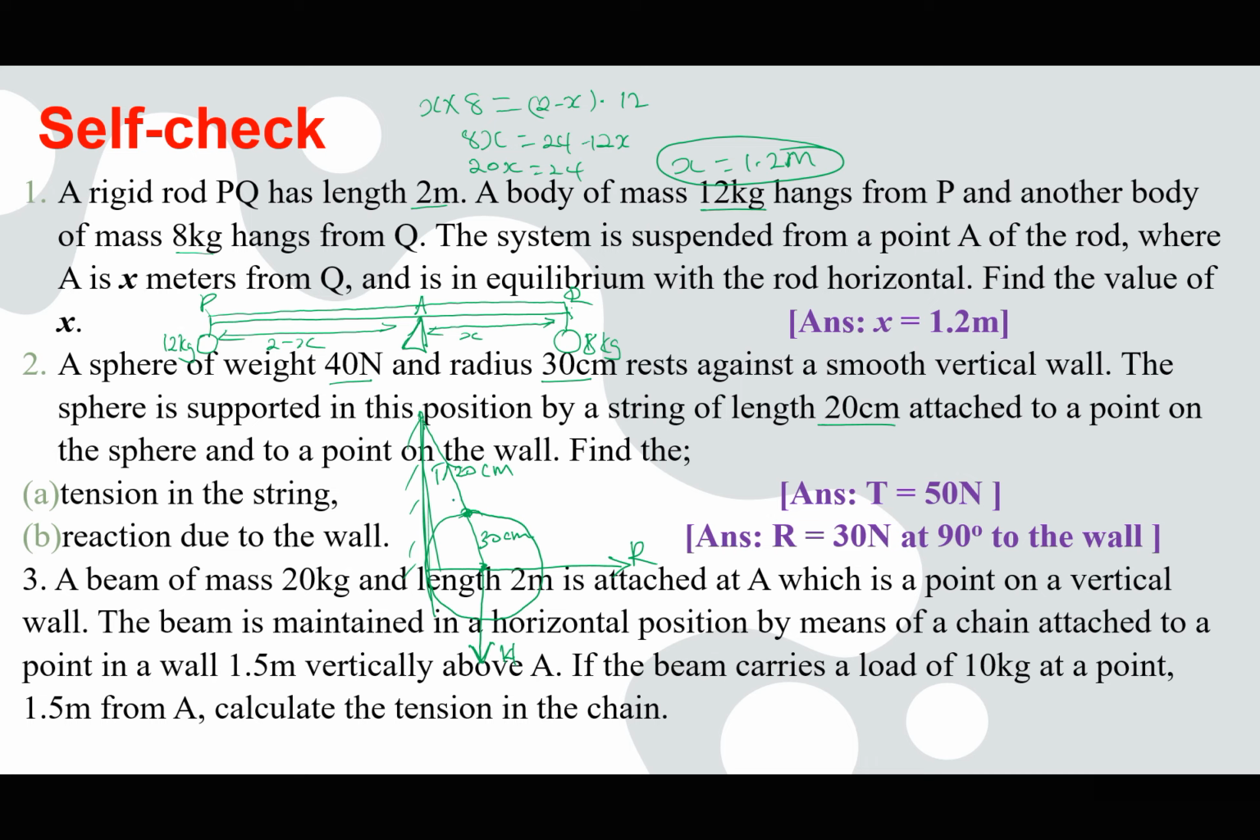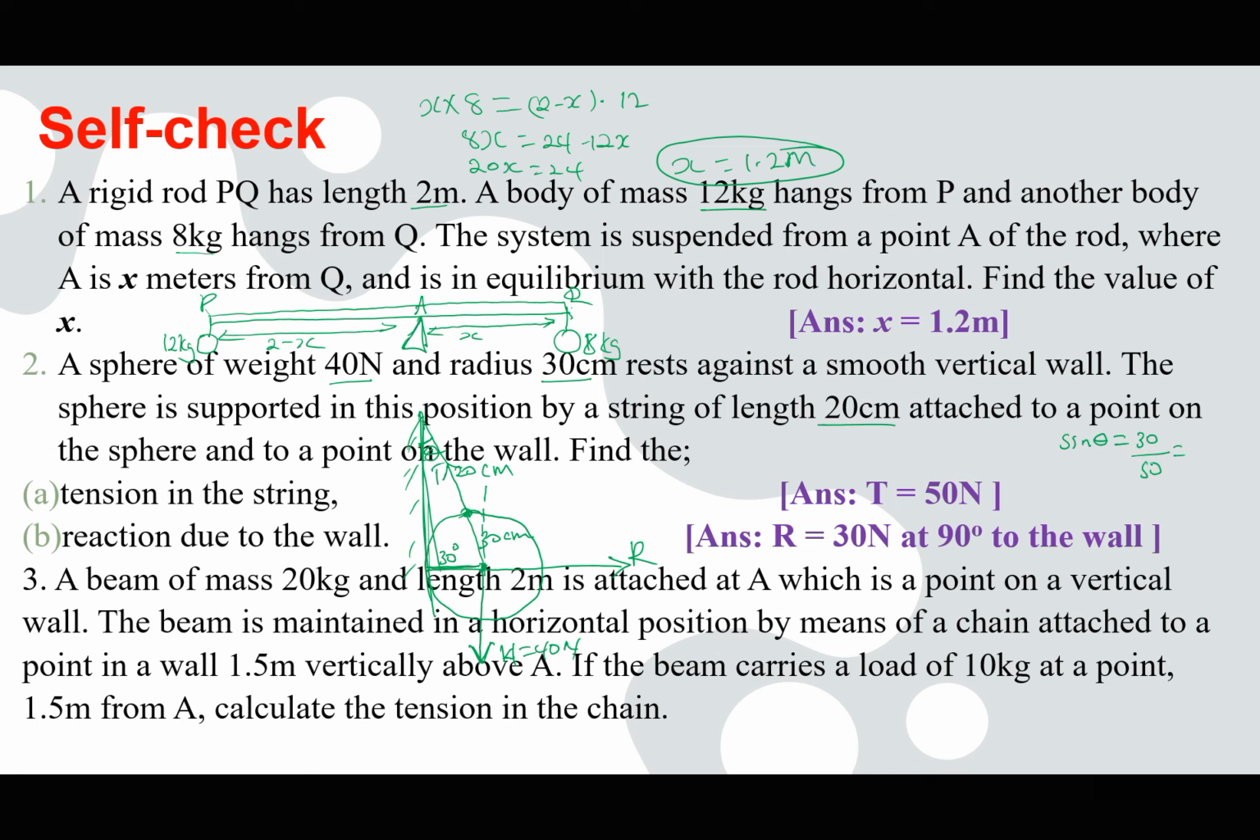They have not given us the angle, but they say the weight is 40 newtons. The radius is 30, smooth wall, there is no friction. The sphere is supported in this position by a string of length 20. Because the radius is 30, I can find the angle. So this angle here, if I consider a triangle and this angle is theta, opposite over hypotenuse is sine. So sine of theta is equal to the opposite, which is 30, divided by the hypotenuse, which is 20 plus 30, which is 50.